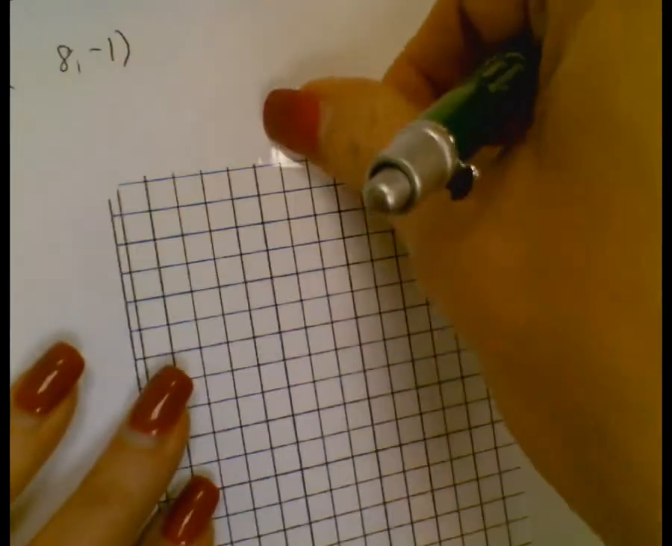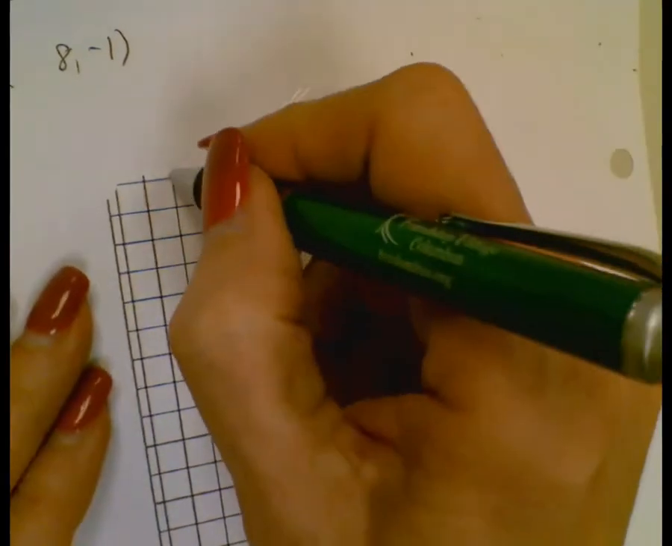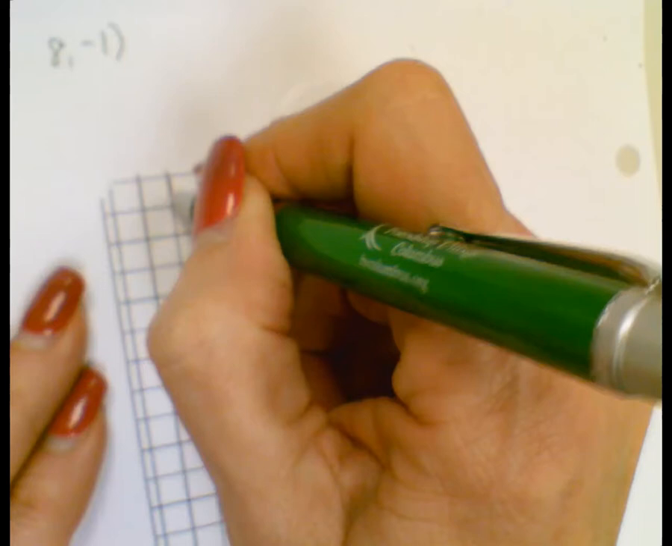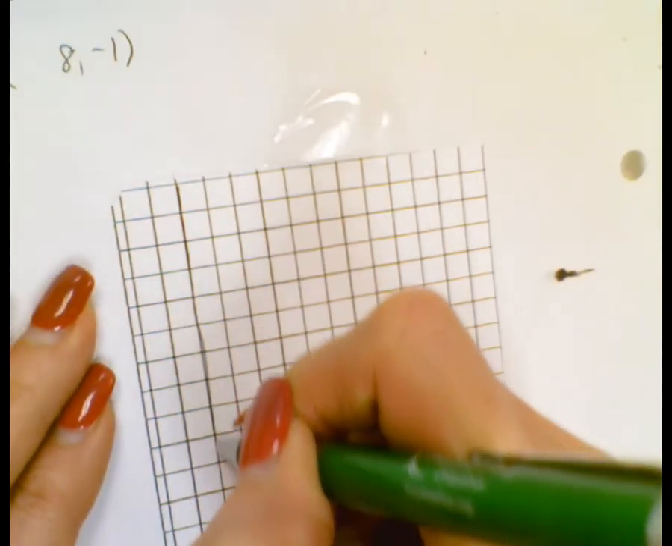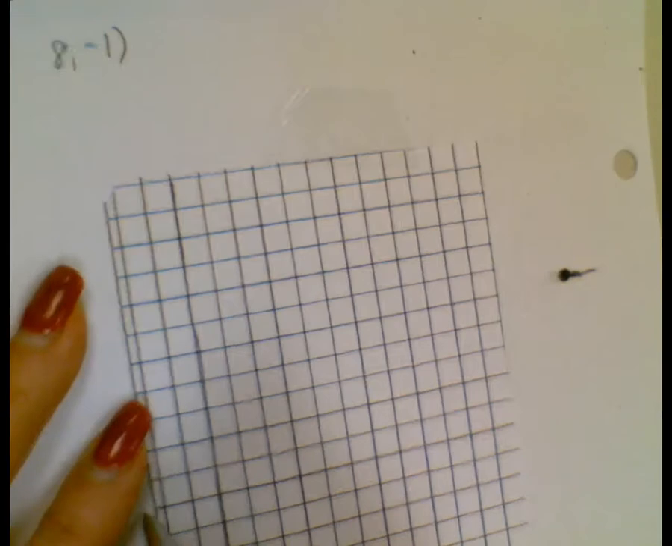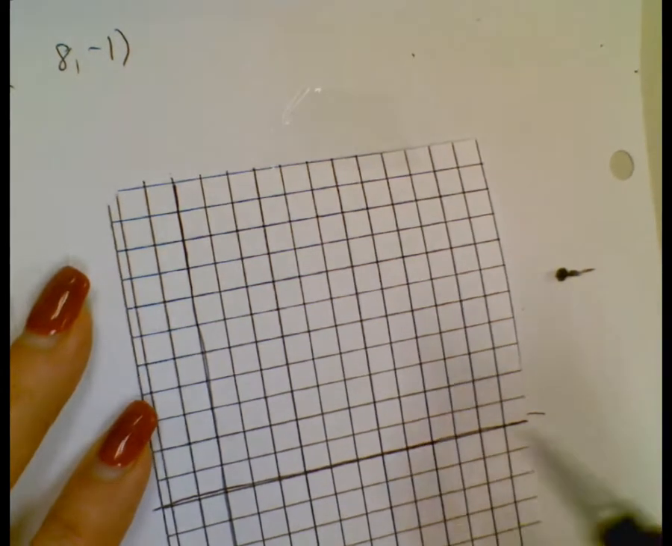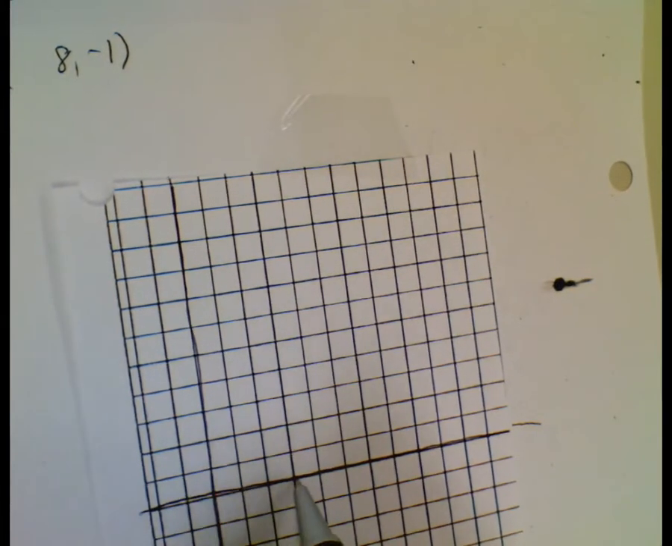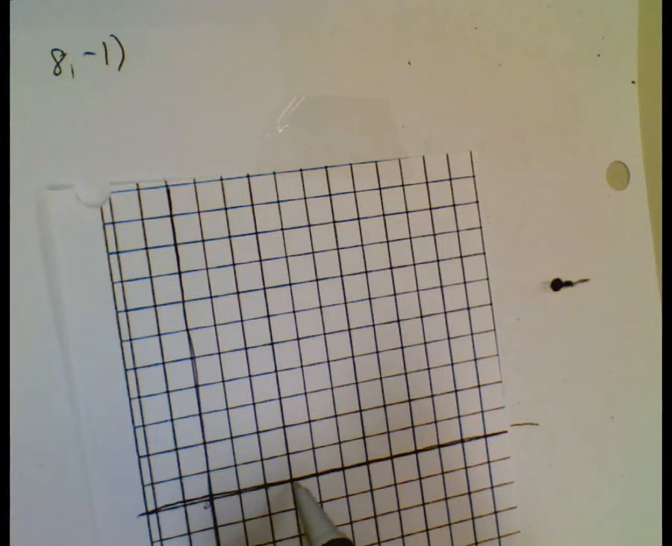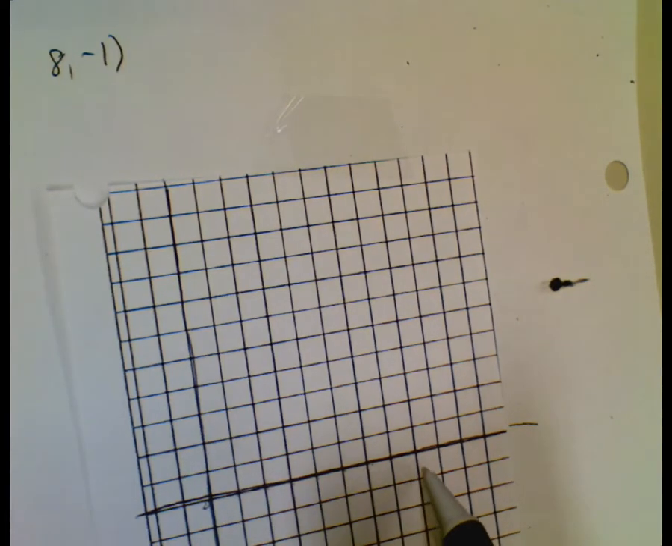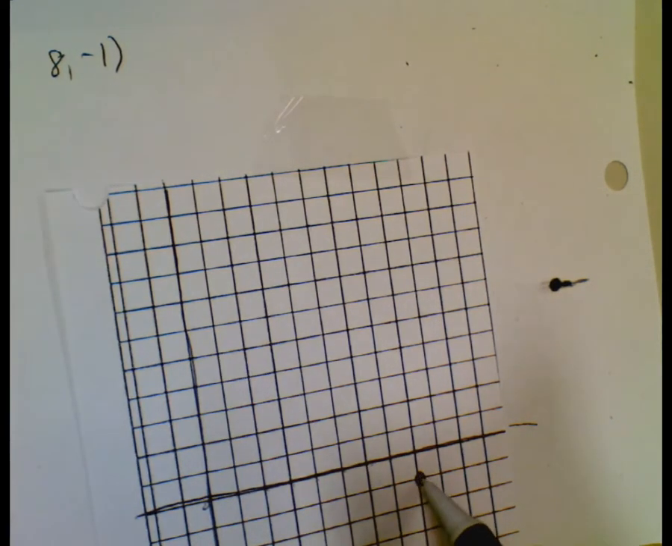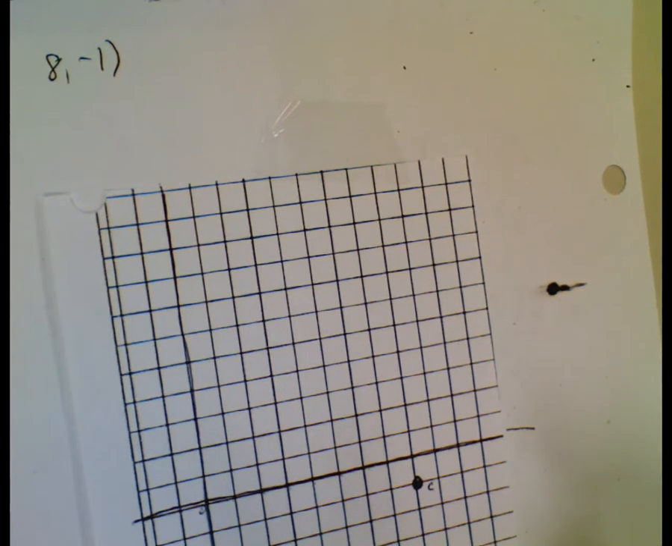All right, I think I know what I'm doing now. I'm going to put my y-axis way over here. I think it's better. All right, so 8, negative 1. 1, 2, 3. So this is 0. 1, 2, 3, 4, 5, 6, 7, 8, negative 1. That's the center of my hyperbola.